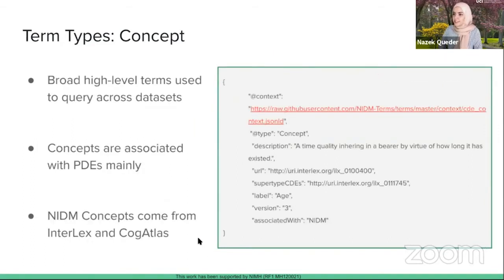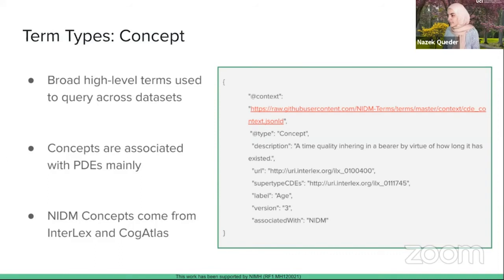And the third type is concept. So concepts are, as I mentioned, broad, high-level terms, and they're used to query across data sets. They could be associated with CDEs, but they're mainly associated with personal data elements to give them conceptual meaning. The concepts that we have in NIDM terms mainly come from InterLex, which is our information source, and Cognitive Atlas.